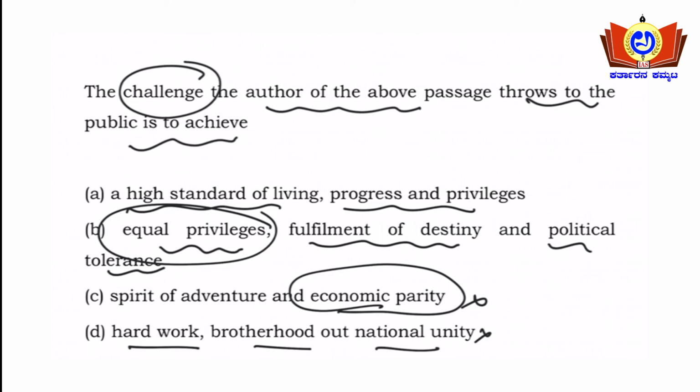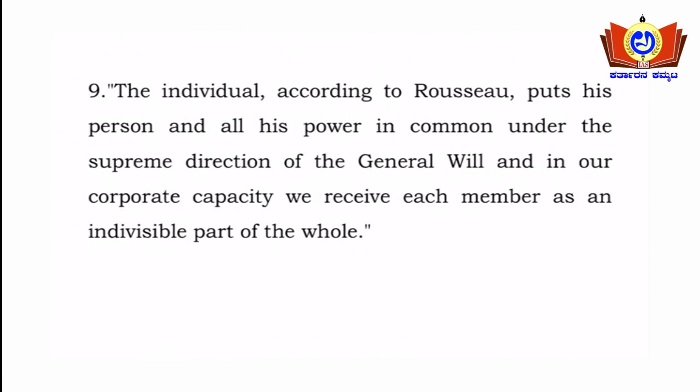While looking at the portion only, option A, high standard of living, progress and privileges. See here, the passage is also speaking about the obligations as well. Hence option A can be eliminated. Option B, equal privileges, fulfillment of destiny and political tolerance, is the most probable option here. Okay, yes or no? So moving on to the next passage.